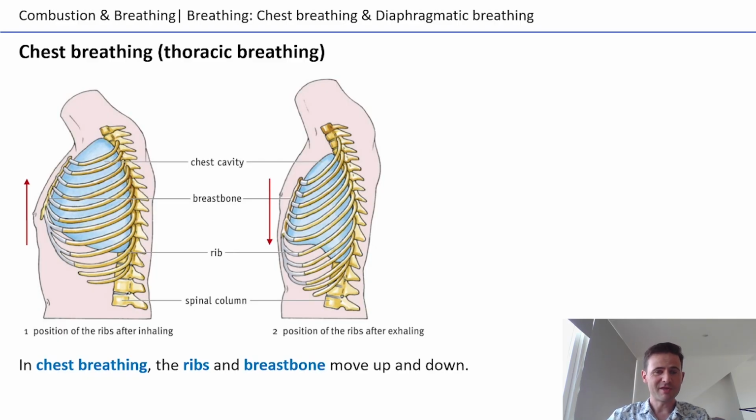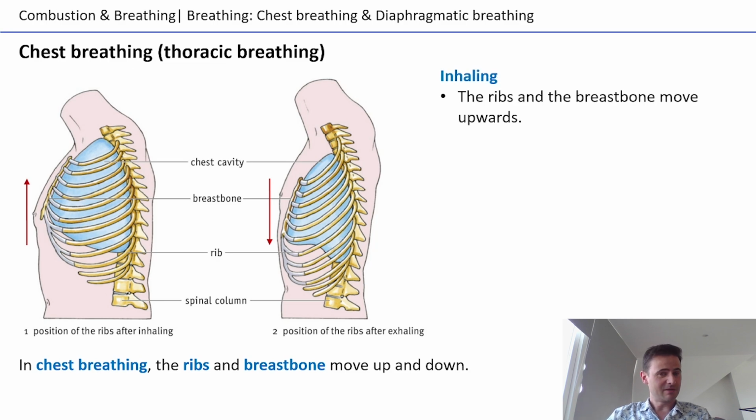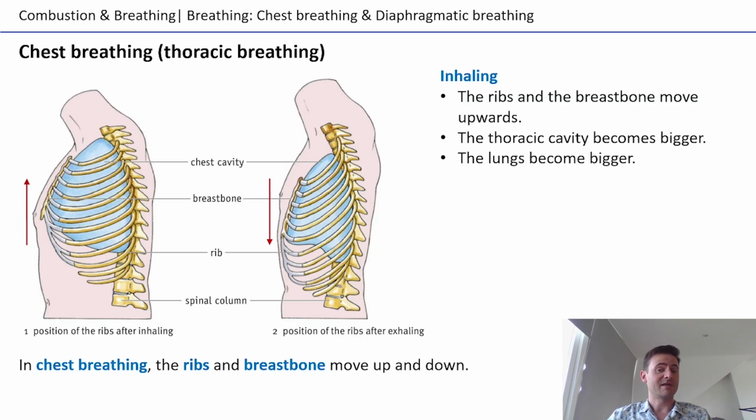In chest breathing, your ribs and breastbone move up and down. When you breathe in, your intercostal muscles contract. This lifts your ribs and breastbone. Your chest cavity or thoracic cavity gets bigger. That makes your lungs expand, and so they become bigger. And because they expand, air is pulled into your lungs.